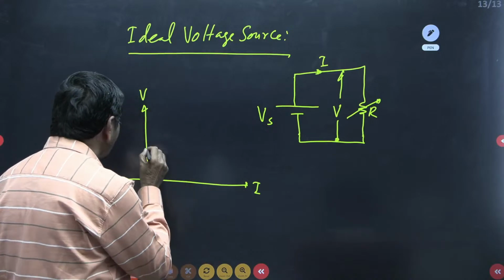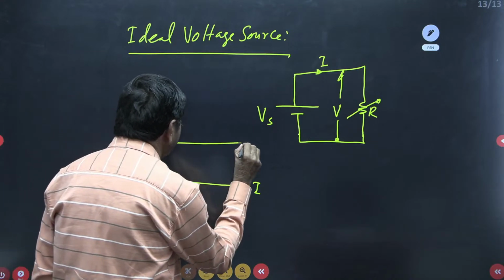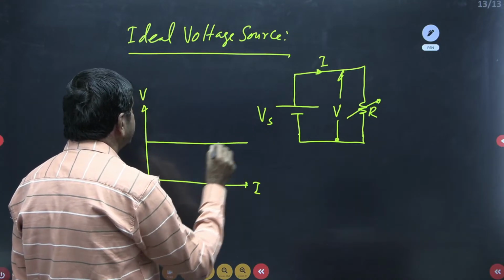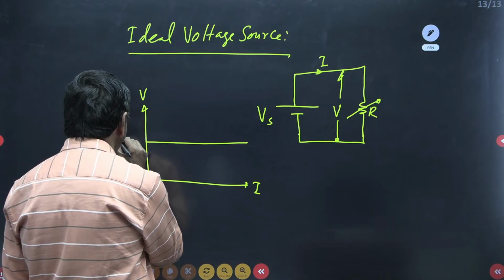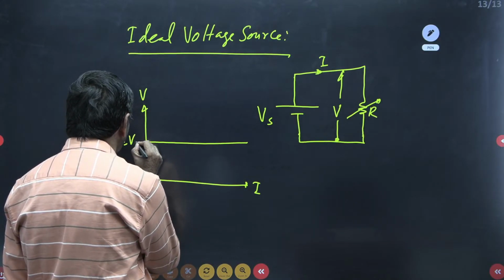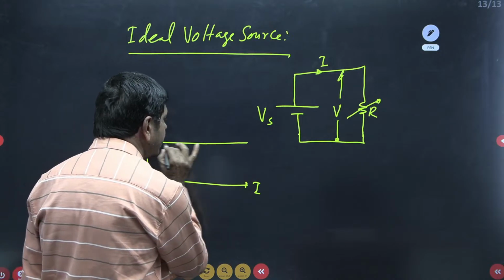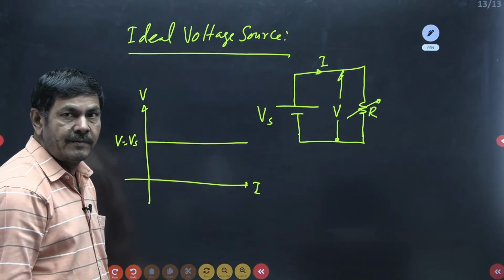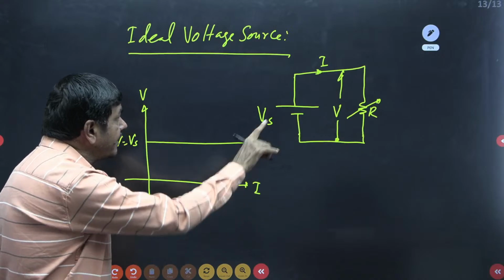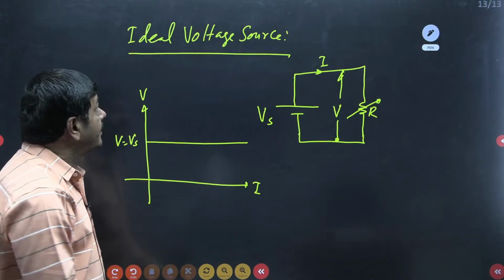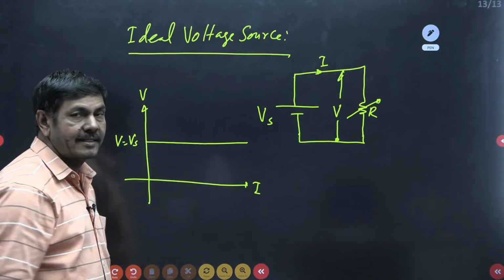That means I can draw the ideal voltage source VI characteristic curve in this way. Here V equal to Vs is the only possibility. V and Vs are the same. Constant voltage we are going to get, even if the current is changed in the circuit. This is the ideal voltage source characteristic curve.